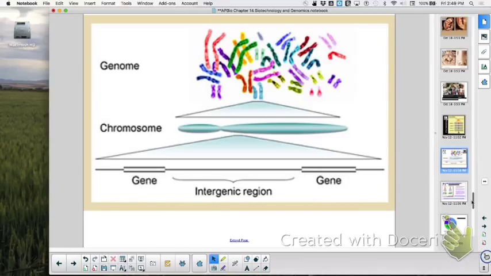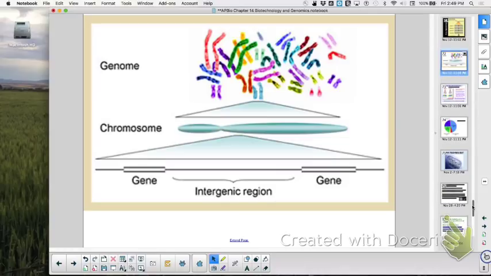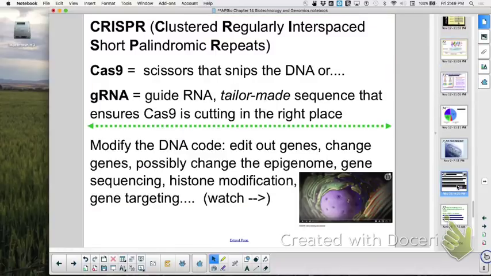Intron, right? Introns and exons. Remember that? Okay. We looked at CRISPR and that Cas9 are like scissors. Cas9.